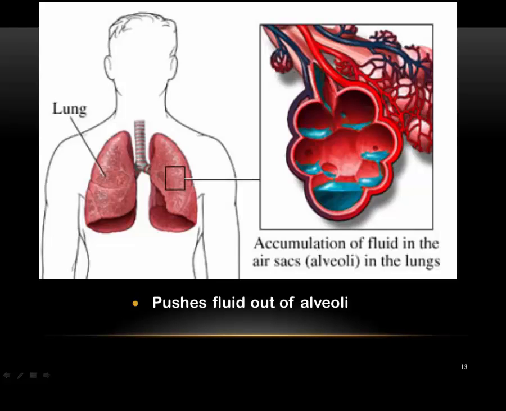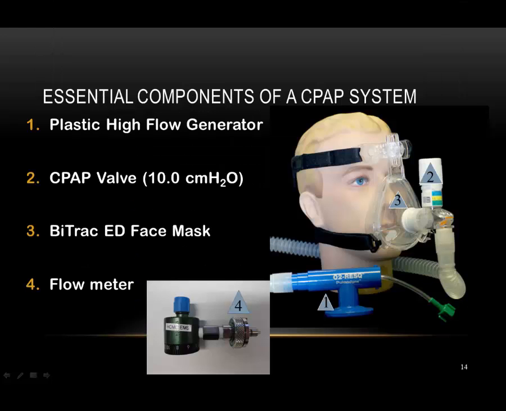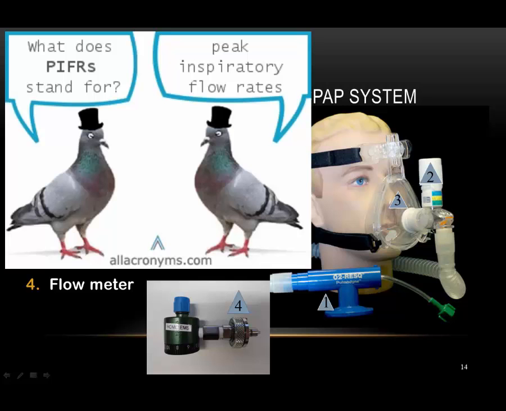An increase in alveolar pressures will counterbalance interstitial or capillary hydrostatic pressures and will slow or stop movement of fluid into the alveoli. Positive airway pressure pushes fluid out of the alveoli in pulmonary edema and will stop further influx. Here are the essential components to a CPAP system. The flow generator should ideally be able to provide flows to exceed all possible PIFRs and be able to do so at the required oxygen percentage.